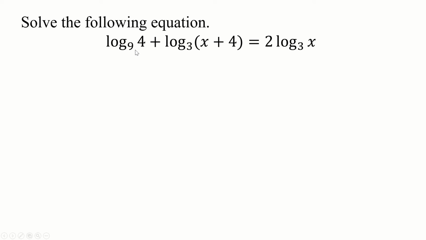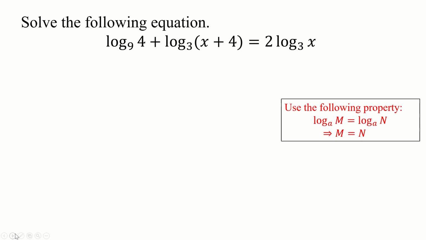Hi everyone, in this video we're going to look at how we can solve this equation over here. Log base 9 of 4 plus log base 3 of (x plus 4) equals 2 log base 3 of x. How we're going to do this is again the same old trick. We're going to use the property that log base a of m equals log base a of n implies that m is equal to n.